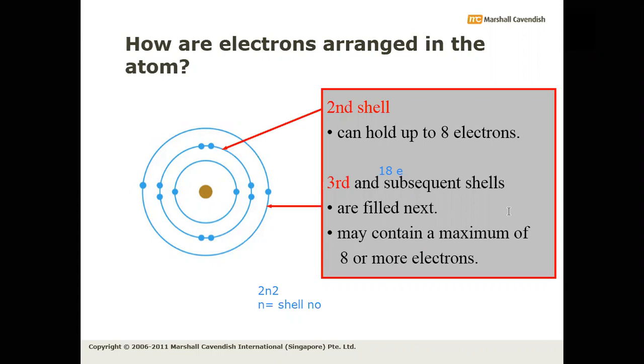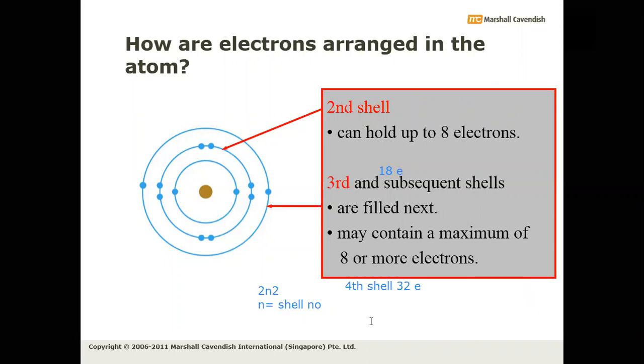But the remaining shells, second, third, fourth, fifth, can be filled according to the formula 2n square. That is the maximum capacity. For example, for the fourth shell, if you place 4, 4 square is 16 and 2 times 16 is 32. So the maximum capacity of the fourth shell is 32. The fourth shell can have 32 electrons.